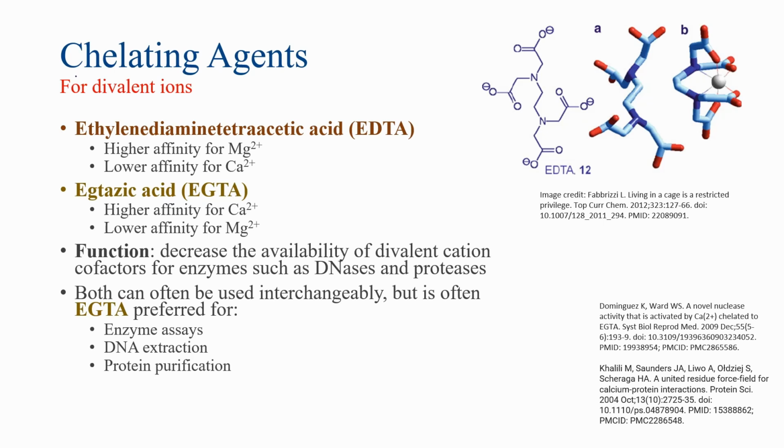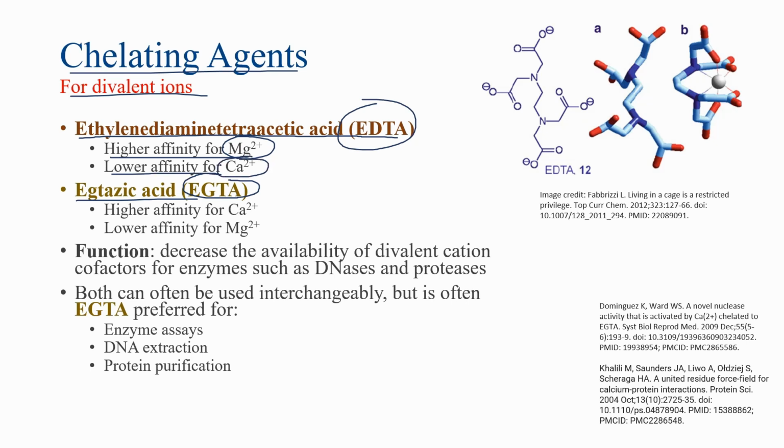Now, another component that you'll often see in cell lysis buffers are chelating agents. These are used for chelating divalent ions, and common examples of chelating agents include ethylenediaminetetraacetic acid, or EDTA for short, as well as EGTA for short. Now, in EDTA, as compared to EGTA, EDTA will have a higher affinity for magnesium divalent ions, as well as a lower affinity for calcium divalent ions. On the other hand, EGTA, when compared with EDTA, will have a higher affinity for calcium ions and a lower affinity for magnesium ions. So the main function of chelating agents is to decrease the availability of divalent cations that are used as cofactors for enzymes such as DNases and proteases. So you could think of EDTA and EGTA as inhibitors of DNases and proteases within your cell lysate.